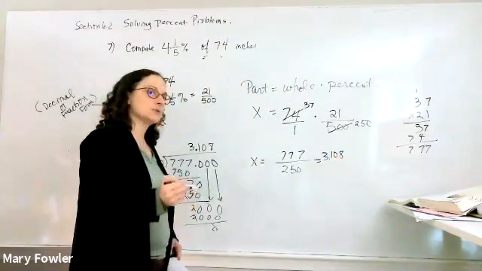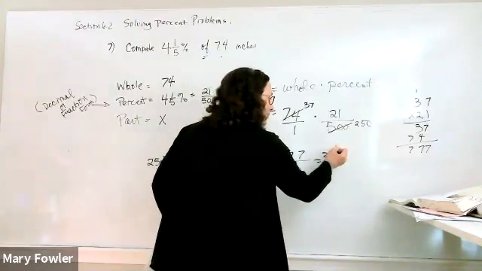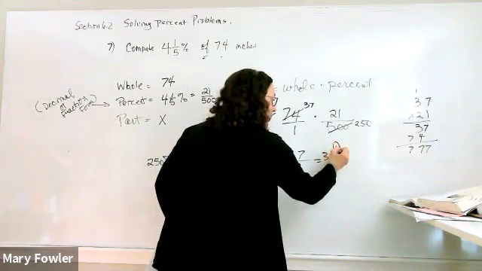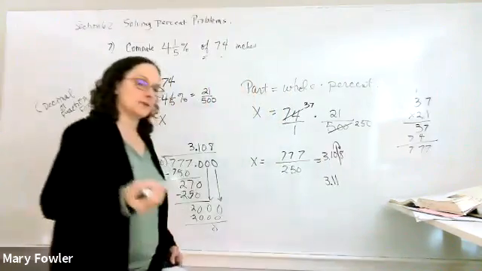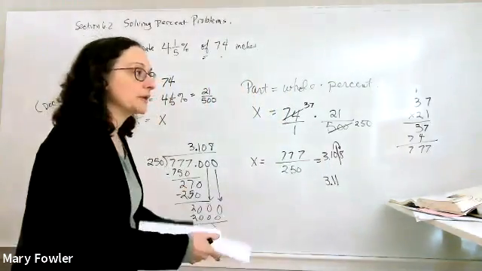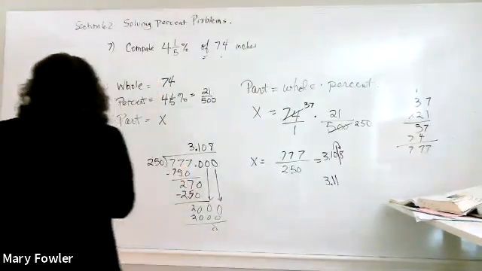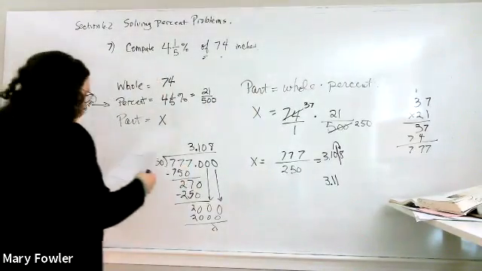And now we need to round to the nearest hundredth. So here's my rounding wall. I'm going to peek over the wall. I see an 8. And that means that I round up to 3.11. Okay.